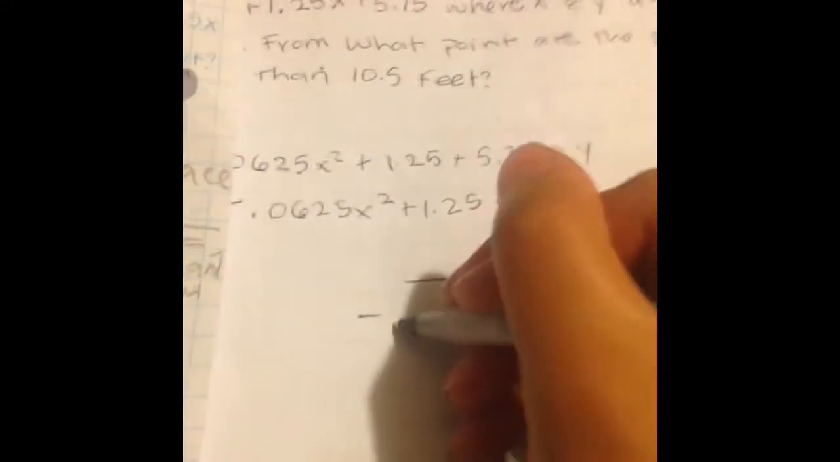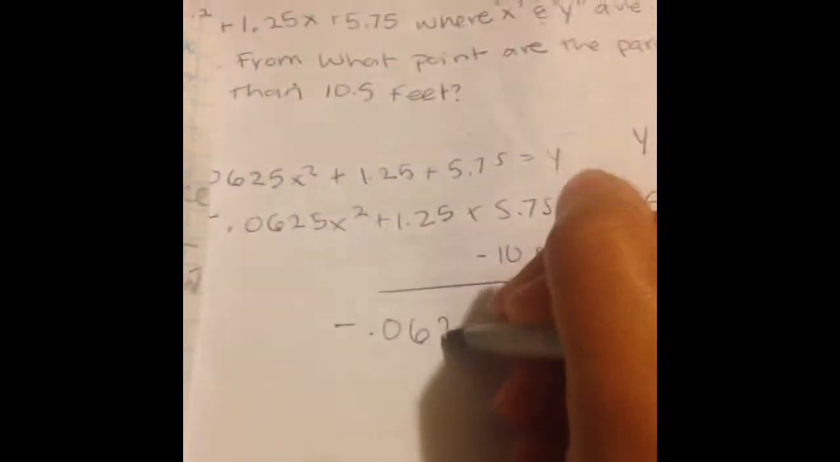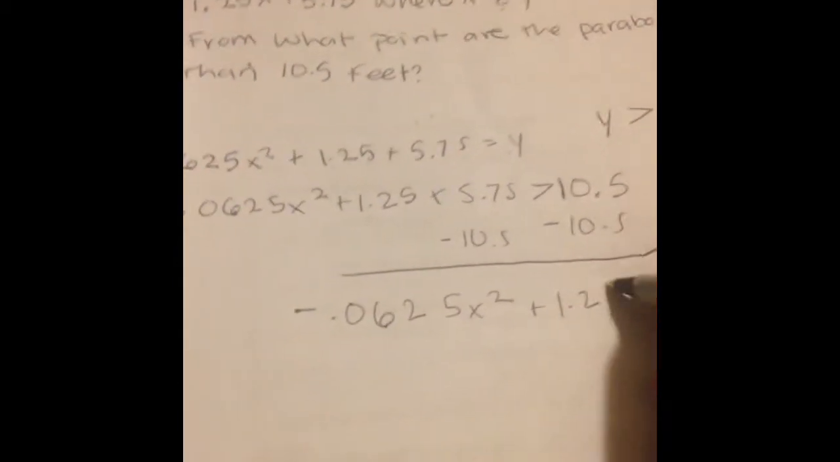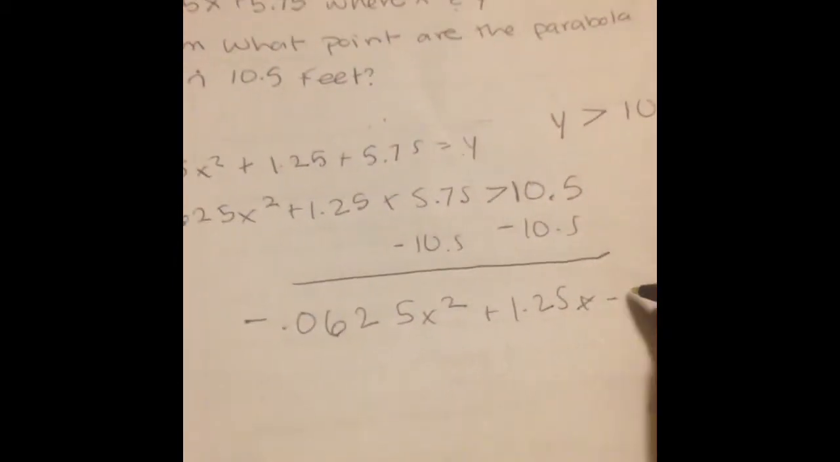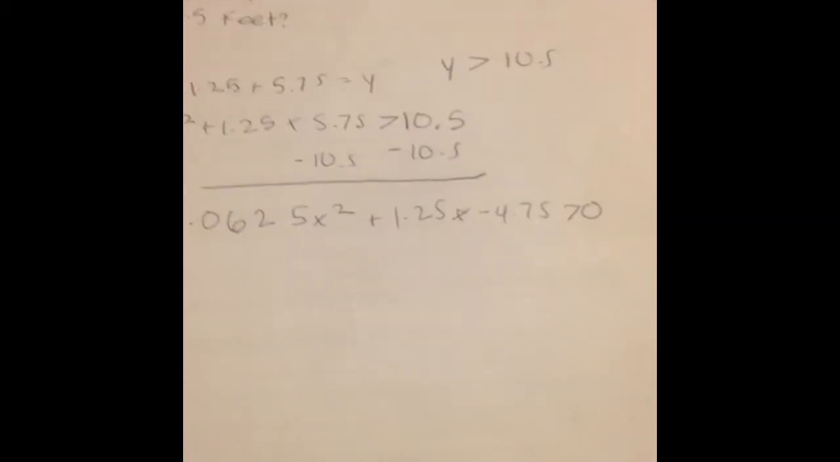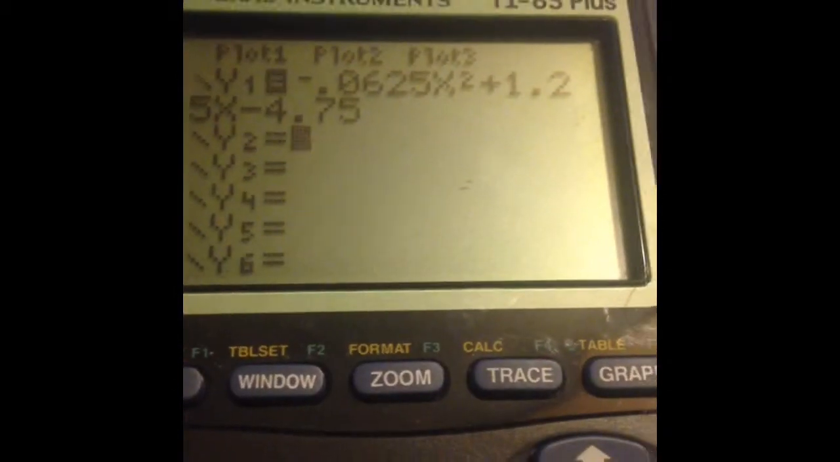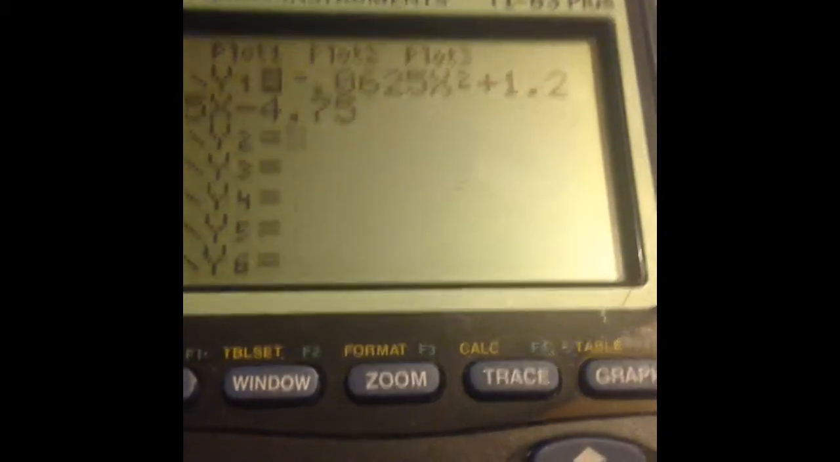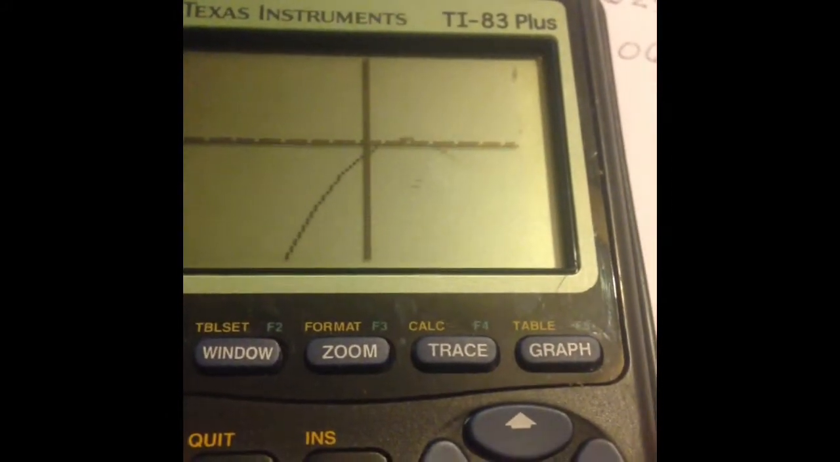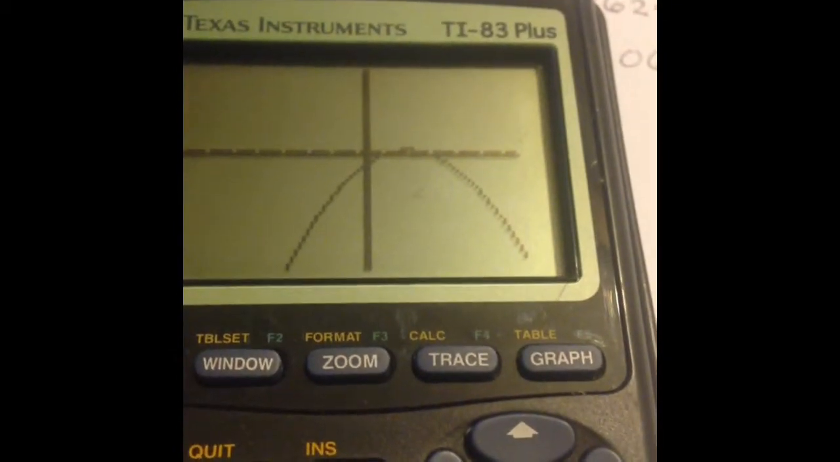Next, we're going to get all of the equation: plus 1.25x, try and do this fast here, minus 4.75, greater than 0. That is standard form. We're going to plug it in to our calculator. We're going to put our standard form equation into the y equals. Once done, we're going to hit graph. It's going to give us our parabola.